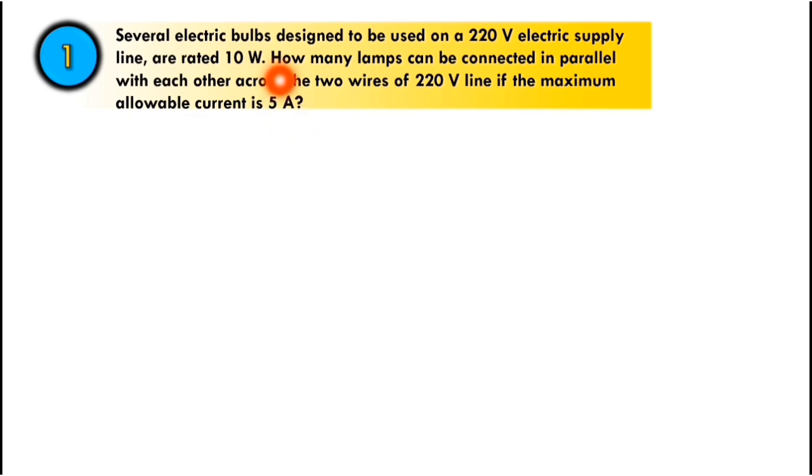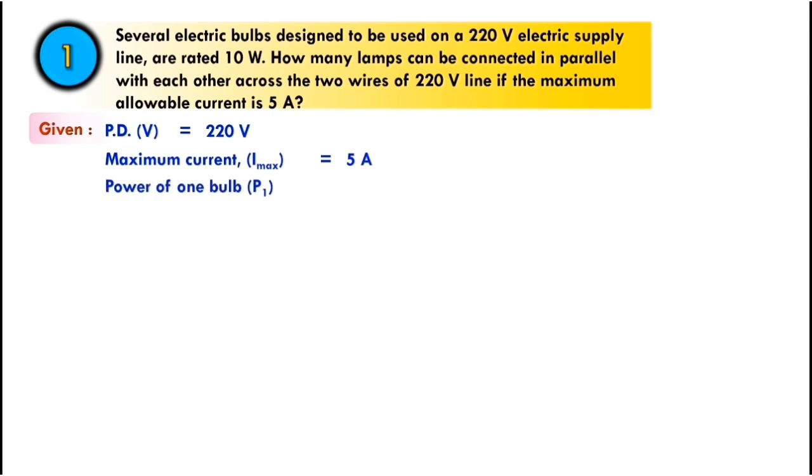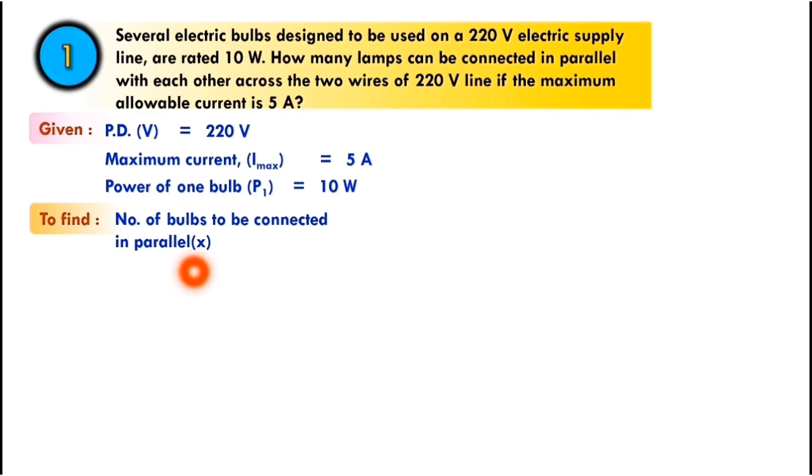So we have to find out the number of lamps to be connected in parallel. Now see here, we are given potential difference 220 volt, maximum current is 5 ampere and the power of one bulb is 10 watt. So we have to find out the number of bulbs to be connected in parallel. So let X be the number of bulbs to be connected.